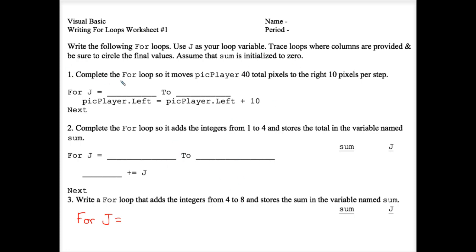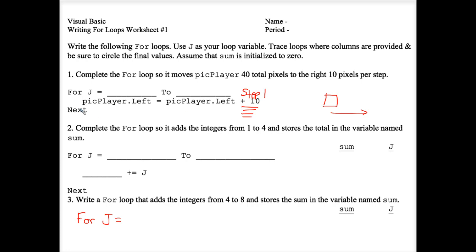Okay, number 1, complete the for loop so it moves this little picture box to the right 10 pixels per step. So every for loop has a step amount. If you don't see the word step, you're supposed to assume it's a step 1. So each time that we step around here and loop, this picture box moves 10 pixels to the right, and that's already been done for you. It already is set to go plus 10.